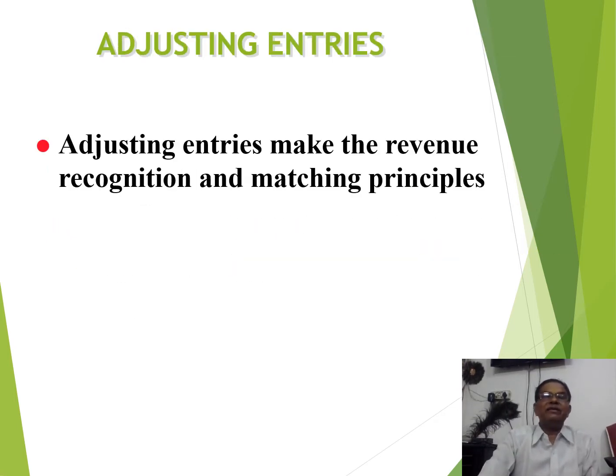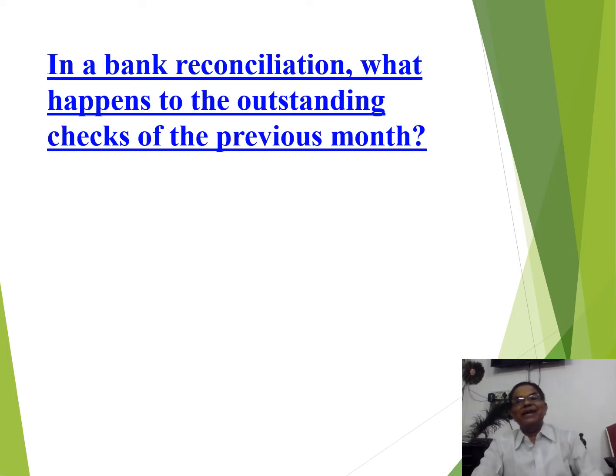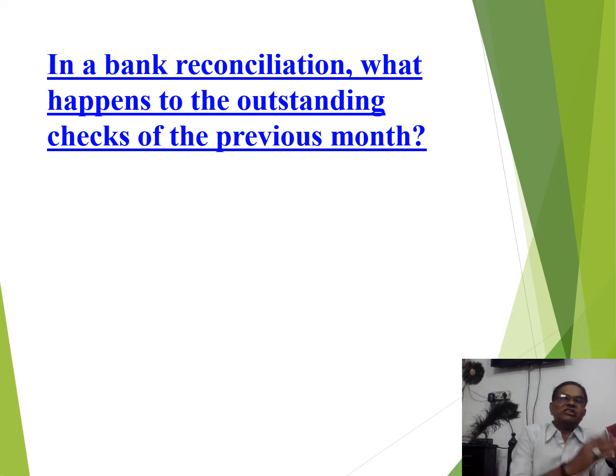My dear friend, next we are proceeding to what is an adjusting entry. What does it mean? An adjusting entry makes revenue recognition and the matching principle happen. The next one, again very important, is bank reconciliation. What happens to outstanding checks of the previous year? These all are required to be done for finalization of the accounts.